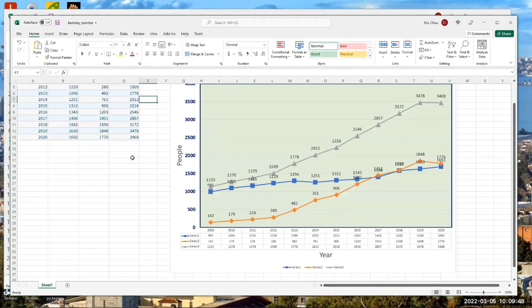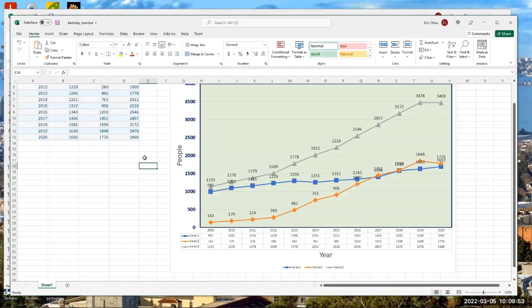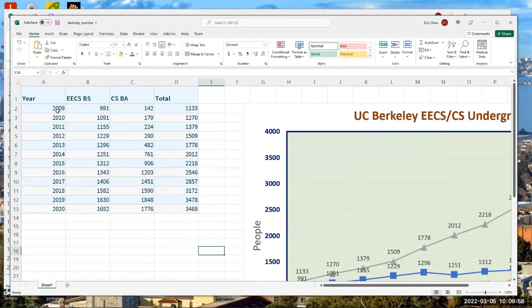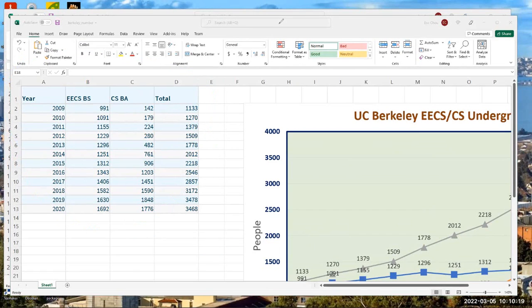So this Berkeley number, the right-hand side is the chart that I create. It's not that other people created it, it's the chart that I create. Here I grabbed the data from 2009 to 2020, how many EECS degrees and how many bachelor degrees in computer science, and then the total. This is the raw data, collected from the graduation results. That's the total number of students enrolled. It's not graduating students, it's the number of students enrolled.